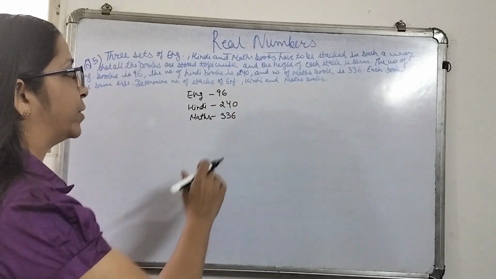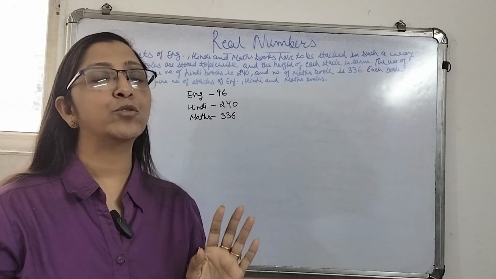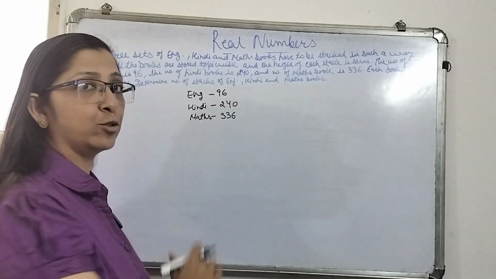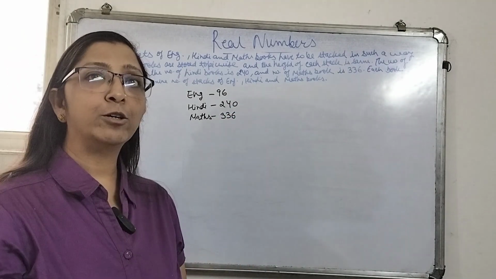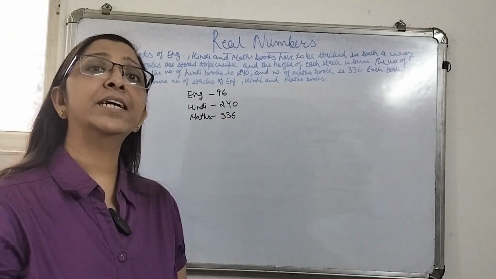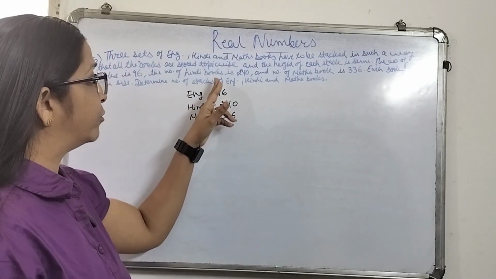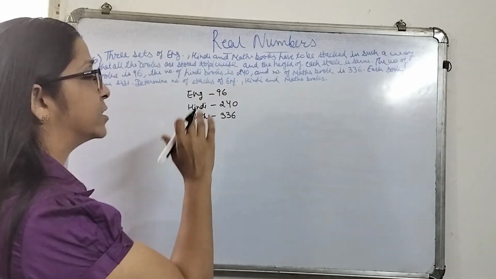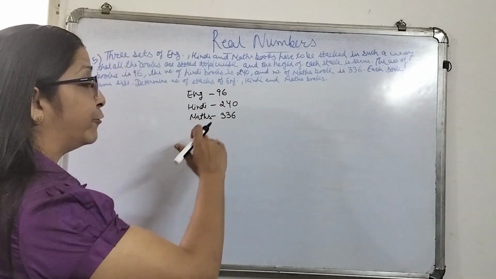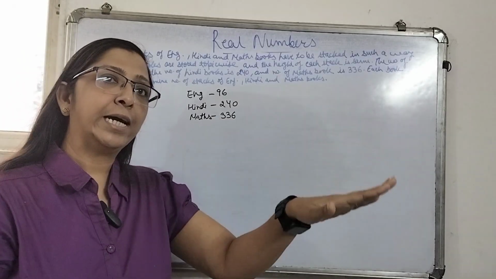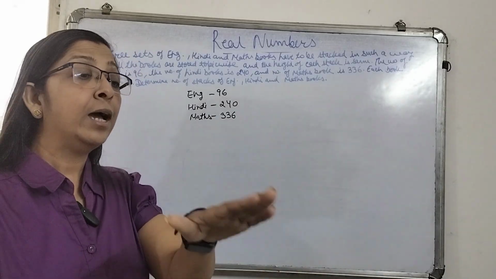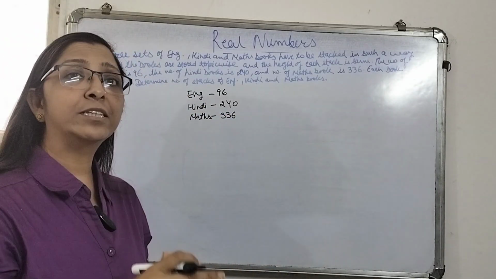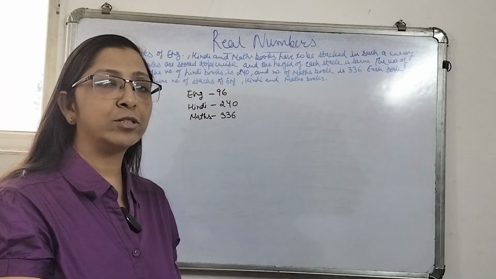First of all, we have to find out how many books will be arranged in one stack. That number of books should be a factor of 96, a factor of 240, and a factor of 336. Suppose 20 books are arranged in one stack; then in another stack also it will be 20, and in every stack it should be equal. That means 20 should be a factor of all 3 numbers.